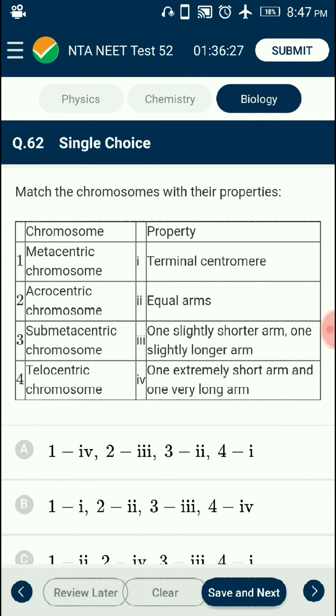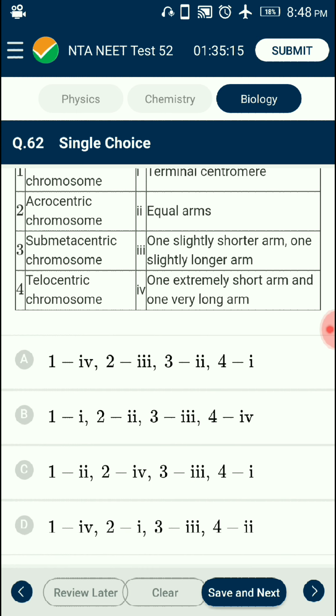Question number 62. Match the chromosome with the properties. A chromosome is supercoiled DNA which is visible during the divisional phase of the cell cycle. These chromosomes contain chromatids and show primary constriction sites called the centromere. Depending on the location of the centromere, the chromosome is classified as metacentric, where the centromere is at the middle. Telocentric, it has a terminal centromere. Acrocentric, the centromere is located close to the end, making one arm very long and the other very short. Submetacentric, the centromere is close to the center but not at the center, thus making unequal size arms, one short and one long. So the correctly matching option is option C.